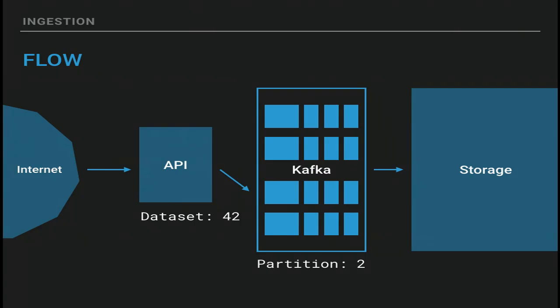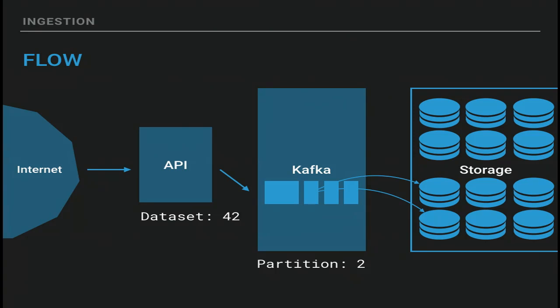I want to talk a little bit about how we use Kafka. Datasets are assigned to one or more partitions. So when an event comes in and the API server is ready to write it into Kafka, it picks one of the partitions randomly and writes it straight in. And each Kafka partition is consumed by a set of storage nodes.